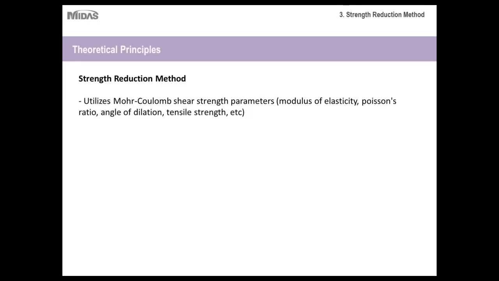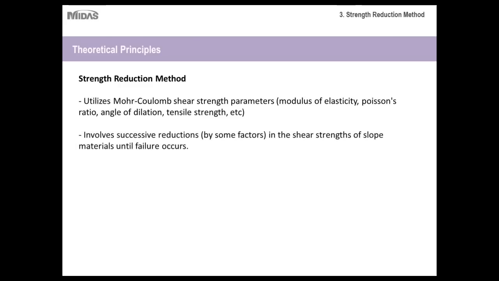So that's the main difference. One of the main differences actually between the strength reduction method and the limit equilibrium method is that the limit equilibrium method doesn't take into account these parameters, whereas if you were to run a strength reduction method analysis, you would need these parameters in order to run the analysis effectively. Okay, it involves successive reductions by some factors in the shear strengths of slope materials until failure occurs. So in this sense, the strength reduction method is also an iterative process.